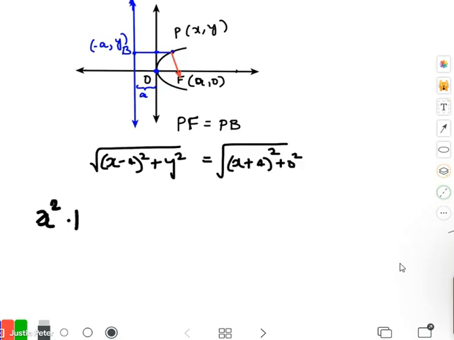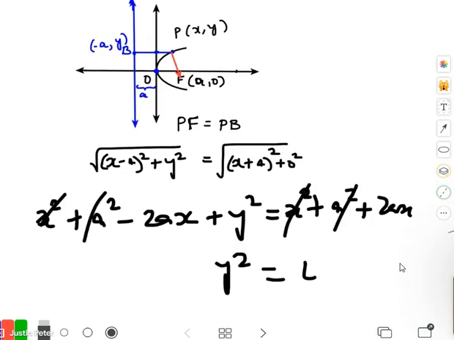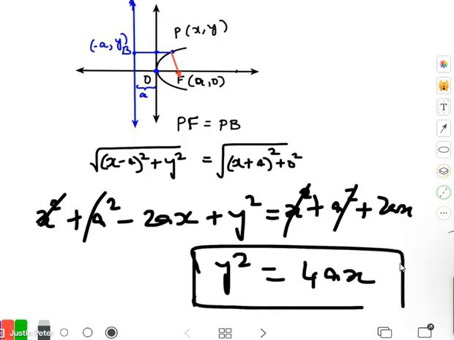x square plus a square minus 2ax plus y square is equal to x square plus a square plus 2ax. The a square and x square cancel. So y square is equal to 4ax. That is how you get the equation of the parabola as y square is equal to 4ax.